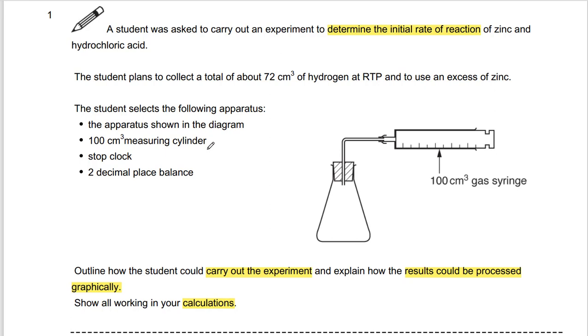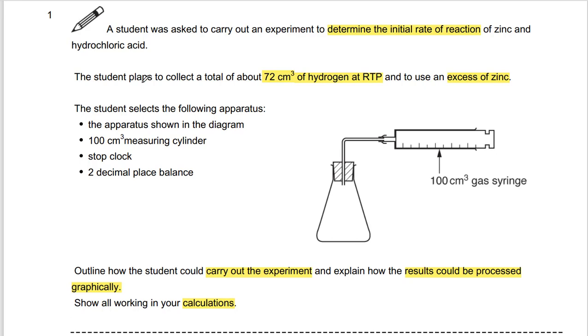And you might think, well, hang on, surely outlining how they can carry out the experiment is just a method, right? Well, not quite, because they've given you some more information in the question. They've told you an exact amount of hydrogen that they want to collect at room temperature and pressure, and they're using an excess of zinc. That means that we've got to be a bit more specific.